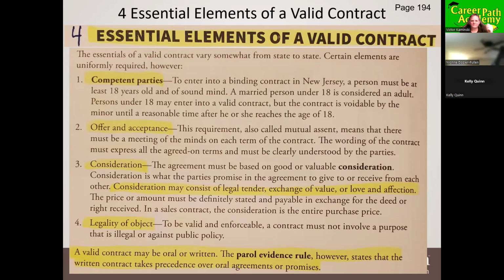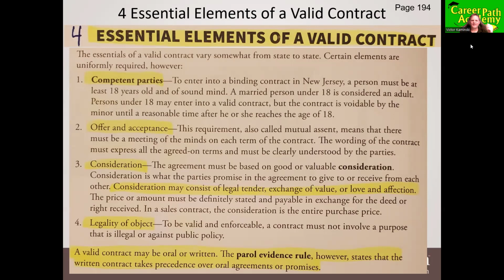Hello? I'm okay. Sorry, I was highlighting. What was the question again?